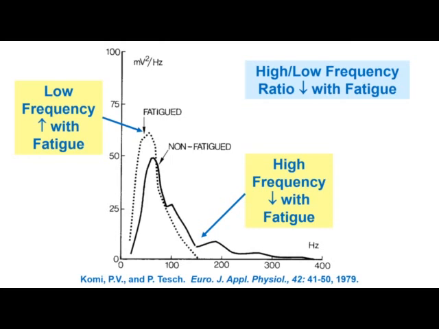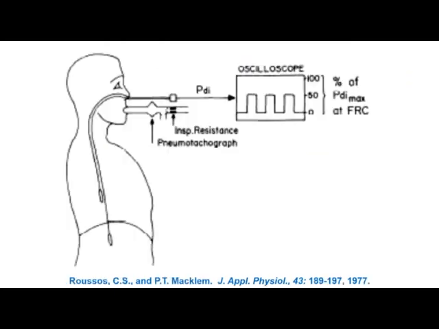All right, so fatigue is the dotted lines. In the low frequency, it increases. In the high frequency, it decreases. So if you take a ratio of high to low, the high-low frequency ratio decreases with fatigue.